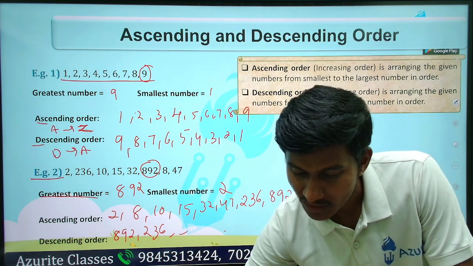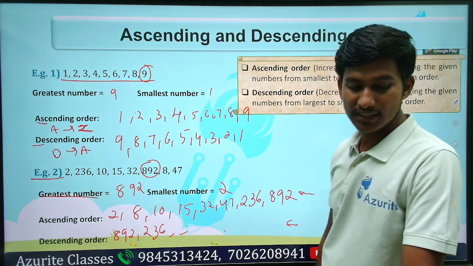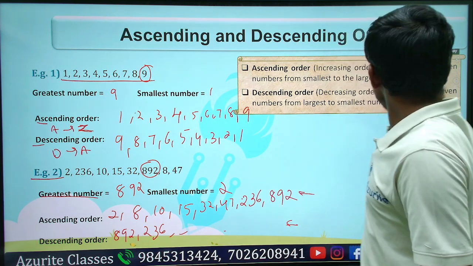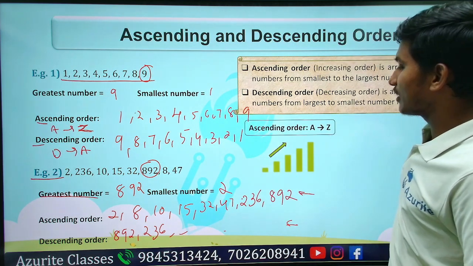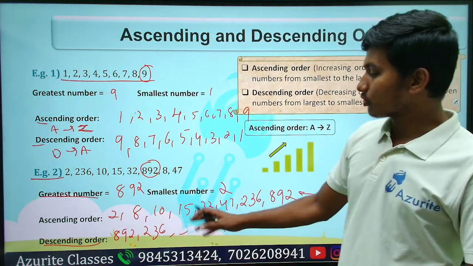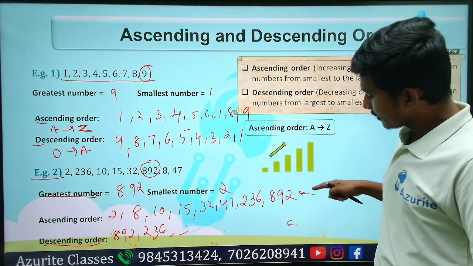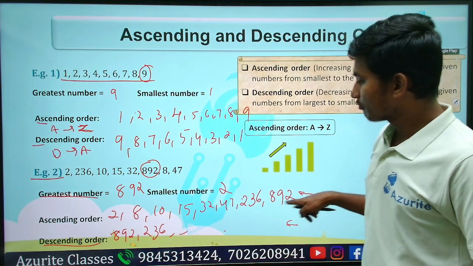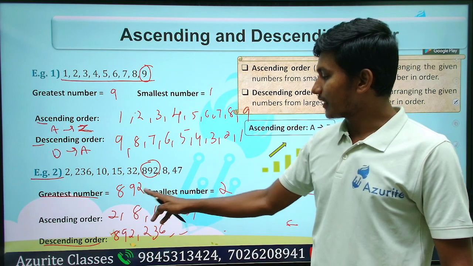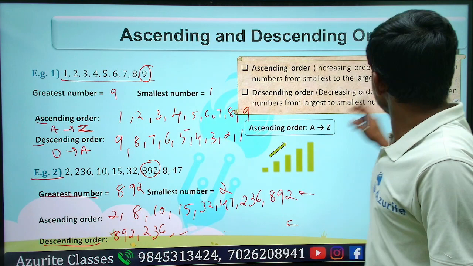Completed? Okay, very good. So understood about ascending and descending? Will you remember that? Okay, good. Now the second one: descending order. Descending order means big to small. So write from big to small. Small to big is there, and the same thing we have to write in reverse, that is big to small: 892 first, then 236, then 47, 32, 15, 10, 8, 2. Understand? Okay.